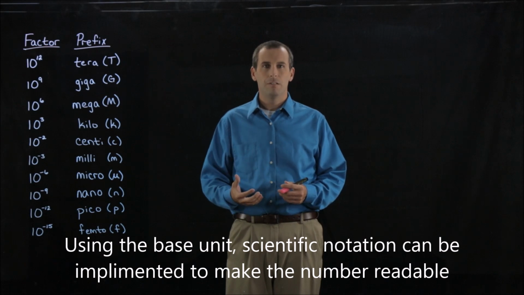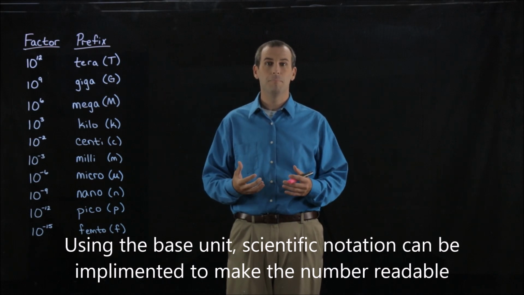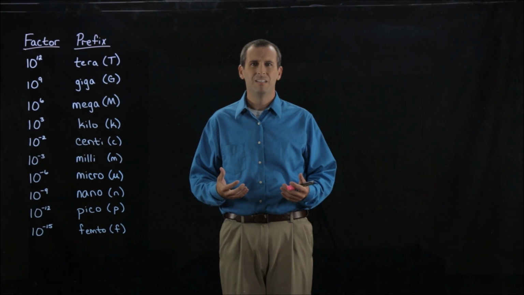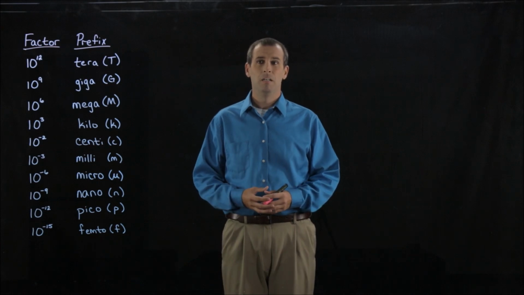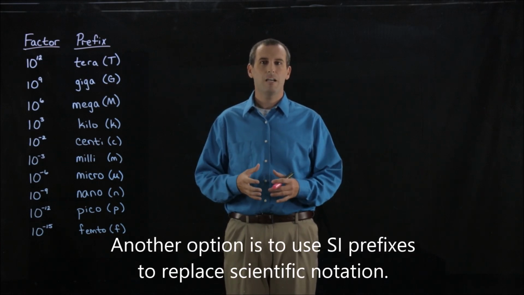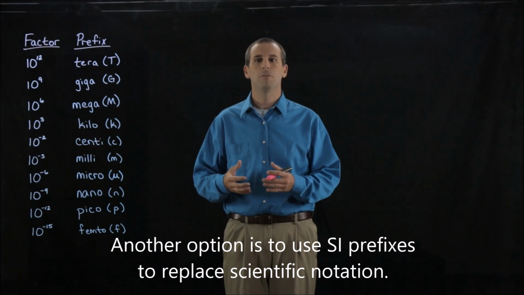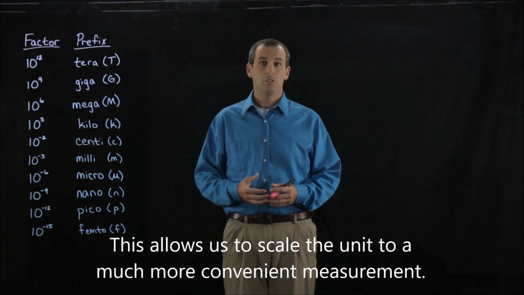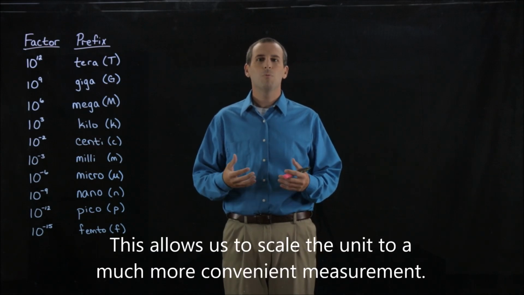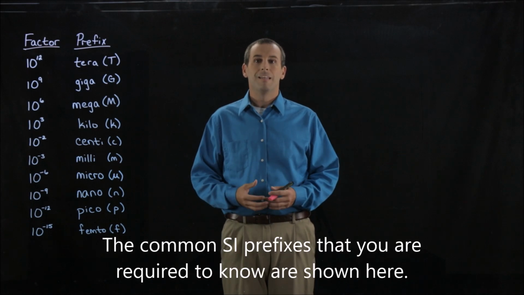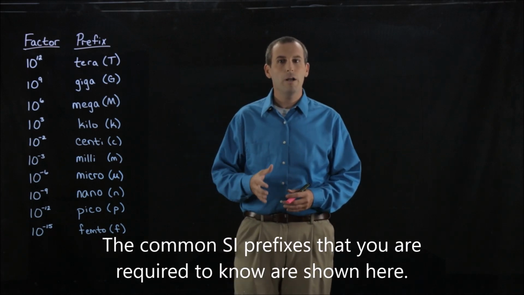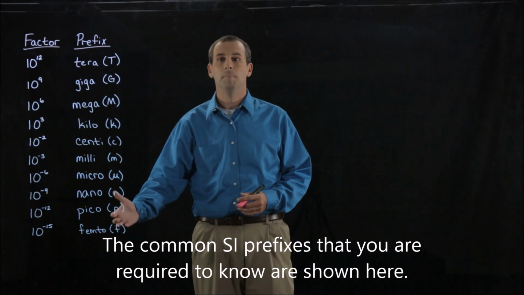Using the base unit, scientific notation can be implemented to make the number readable, but that can be cumbersome. Another option is to use SI prefixes to replace scientific notation. This allows us to scale the unit to a much more convenient measurement. The common SI prefixes that you're required to know are shown here.